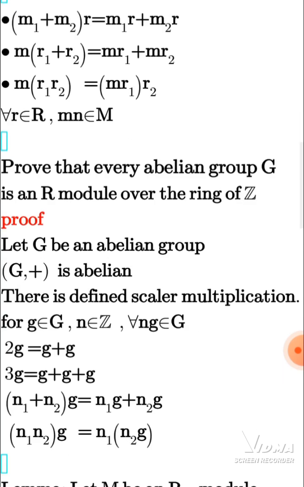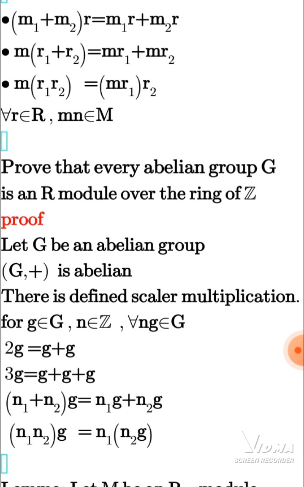Now, one important proof that you can never escape when it comes to modules generally is that every abelian group G is a module over the ring of integers. So what we usually do is to apply all the laws of modules. Now let G be an abelian group. If it is an abelian group, one automatic thing that happens is that there is a defined scalar multiplication for g in G, n in Z, and for every value of ng in G. Now what this simply means is that ng is simply the mapping from Z times G to G.